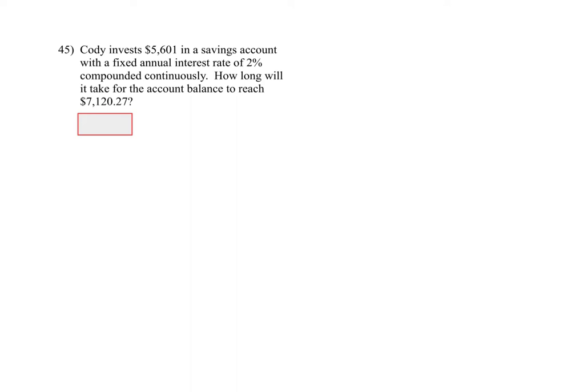So just think about what they gave you. In this case, they gave you your account balance. They gave you your initial investment. This is continuous, so I'm going to use e to the r. My rate is 0.02, and I do not know what my t is. So when you have something like this, I'm solving just like what we just solved for in the prior section. We have to get the e by itself first. That means I'm going to divide by the 5601.